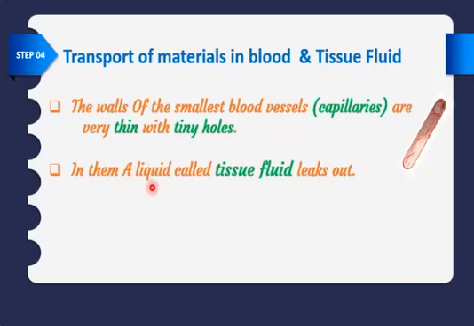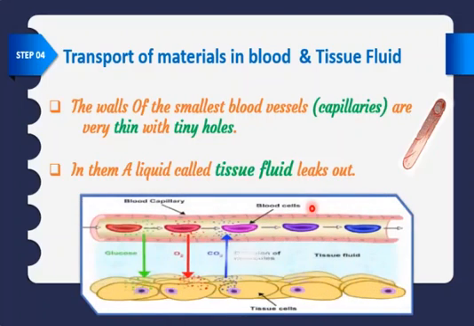And the capillaries contain a liquid that is called tissue fluid that leaks out. As you can see here, these are blood capillaries and they have holes in them, and the blood is carrying some components like oxygen. During its transport, it is giving oxygen to the cells. And you can see some material from the holes of the capillaries coming out, like oxygen and food that is being transported by the blood.